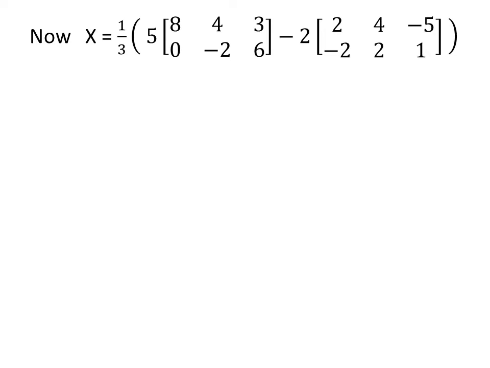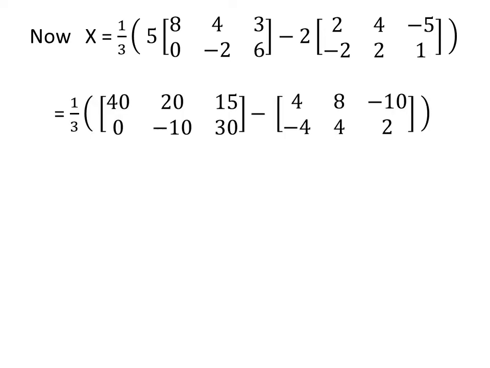Multiply each element of matrix B with 5, we get a new matrix with elements 40, 20, 15, 0, minus 10 and 30. Similarly, we multiply each element of matrix A with scalar 2, we get a matrix with elements 4, 8, minus 10 in first row, minus 4, 4 and 2 in second row.